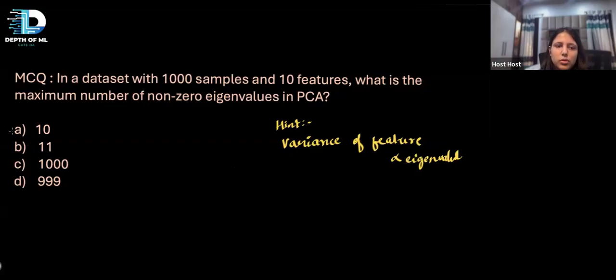Okay, so fine, everybody's on the same page. Because the maximum number of features that we have is 10, the maximum number of eigenvalues which are non-zero, you will always get to be this. Fine.